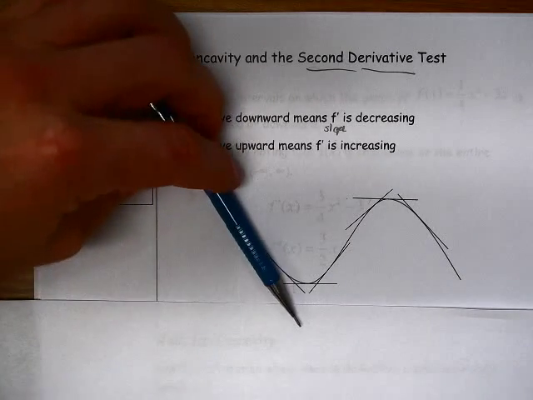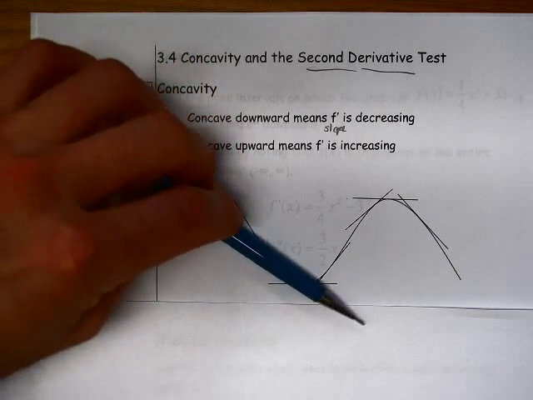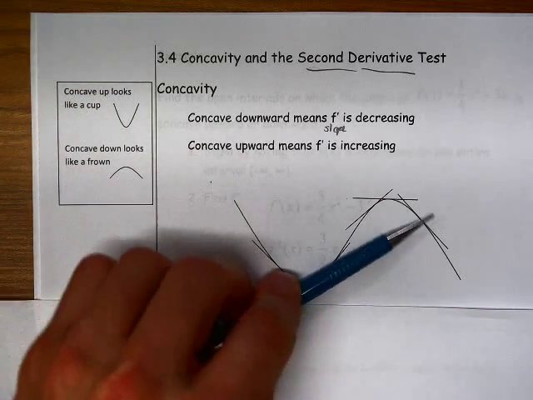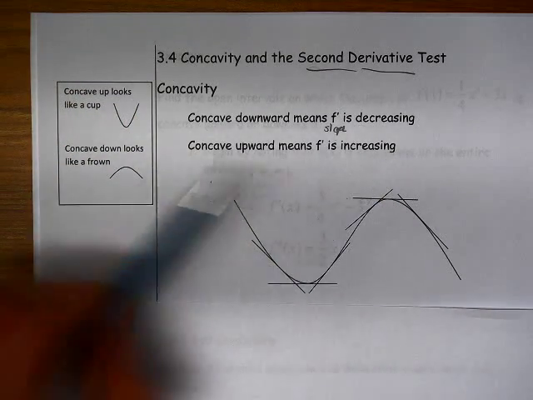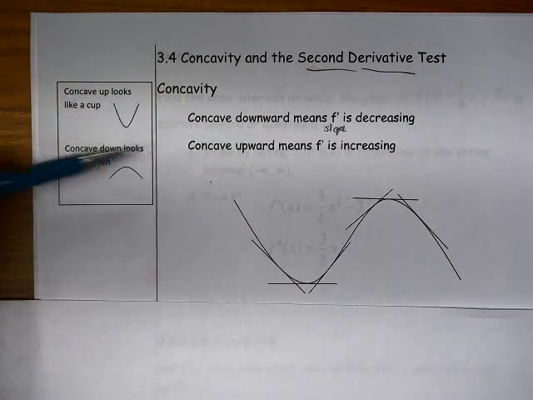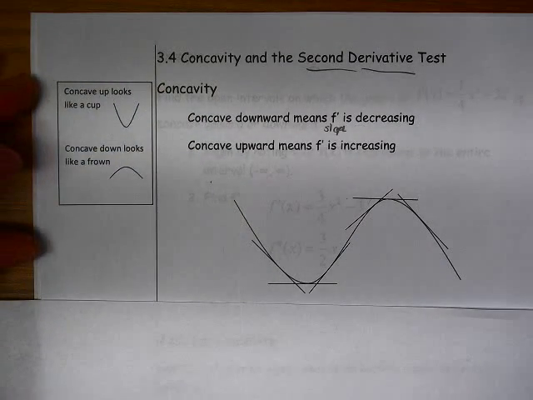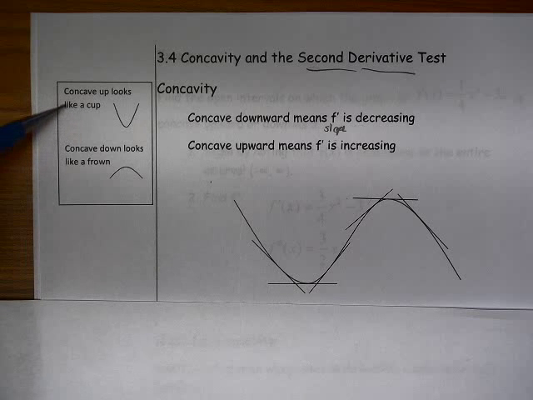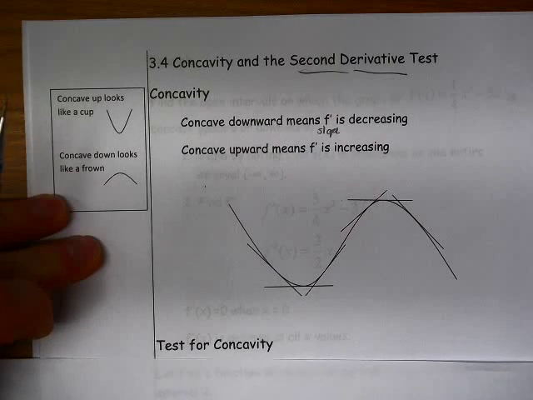Concave up, we see that f prime is increasing, which means the instantaneous rate of change is increasing. The slope of this function is increasing. That's the definition of concave up and concave down. It's kind of a silly way to remember it, but if you read that out loud to yourself a few times, I don't think you'll forget what concavity looks like after that.